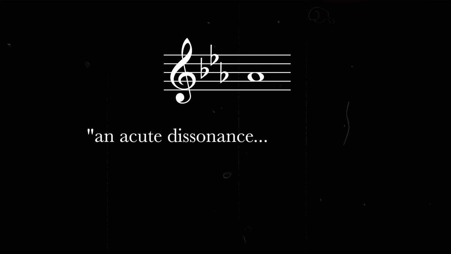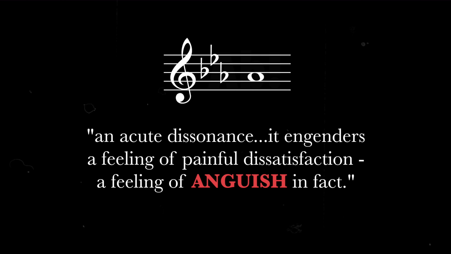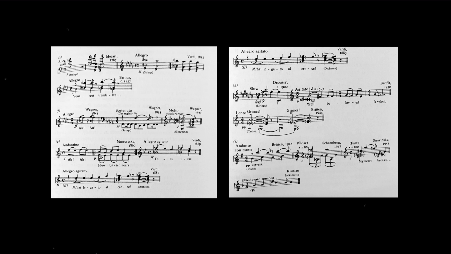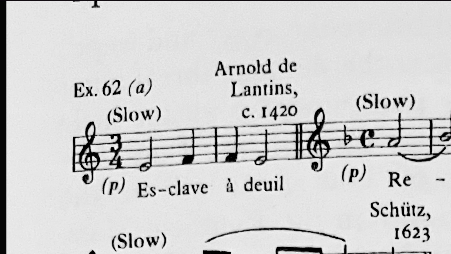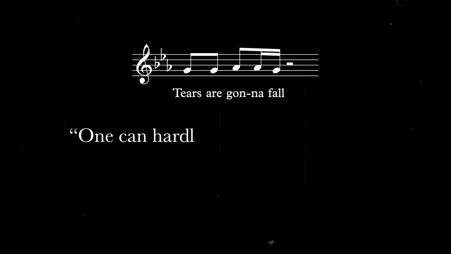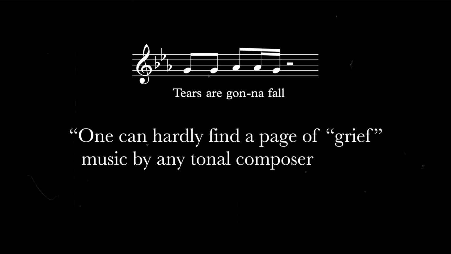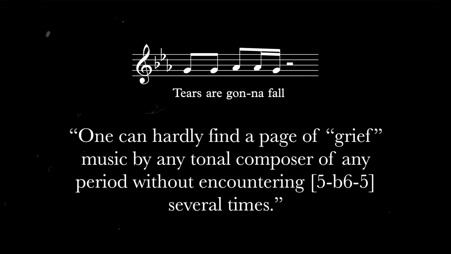Deryck Cooke, in his book The Language of Music, describes the minor sixth in a minor key as an acute dissonance. It engenders a feeling of painful dissatisfaction, a feeling of anguish, in fact. He then goes on to cite many examples of 5, flat 6, 5 in European music going back to 1420, noting that this is the most widely used of all terms of musical language. One can hardly find a page of grief music by any tonal composer of any period without encountering it several times.